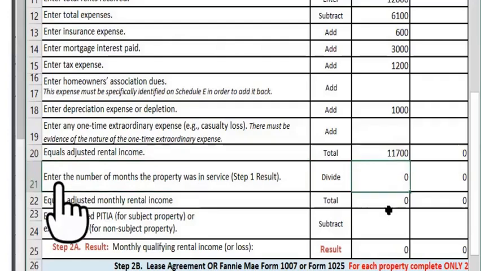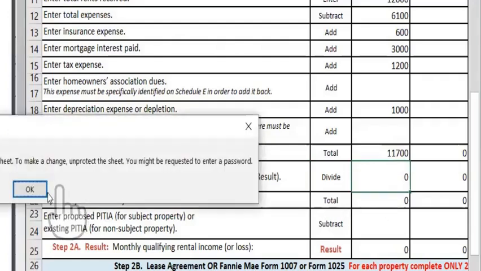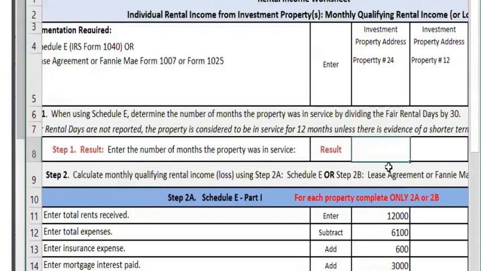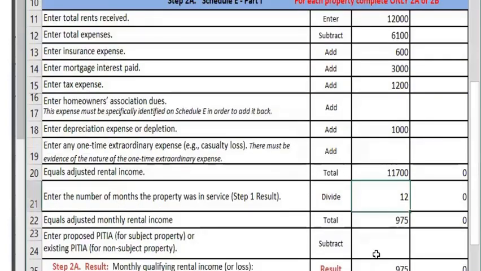Then enter the number of months the property was in service. How many months was the property in service? Here we need to write 12. So 12, and it will automatically show that the adjusted monthly rental income is going to be 975.